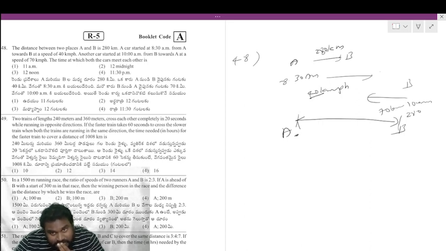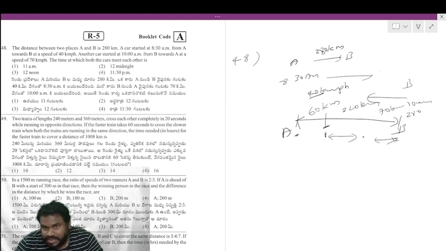What is its speed? 40. So if the first car is moving with 40 kmph, in 1 hour it will move 40 kilometers and in half an hour it will move 20. So total 60 kilometers already covered. What is the remaining amount? 220 kilometers is there. So when 220 kilometers is there, first car is here, second car is here. Now they are trying to move in opposite directions, and they will meet at some point.